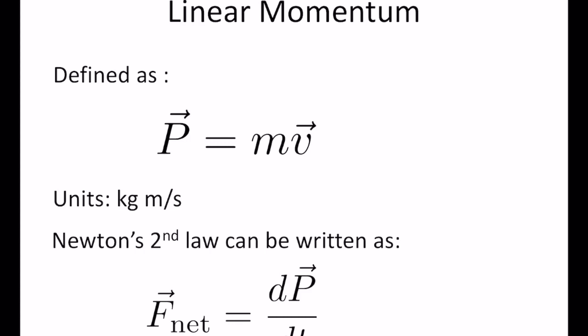Okay, the unit of momentum is kg meters per second. There is no particular name for this combination of units, it's just called kg meters per second. Alright, so that's the definition of momentum. Interestingly, Newton's second law can be written in terms of momentum. So let's see how we would do that.